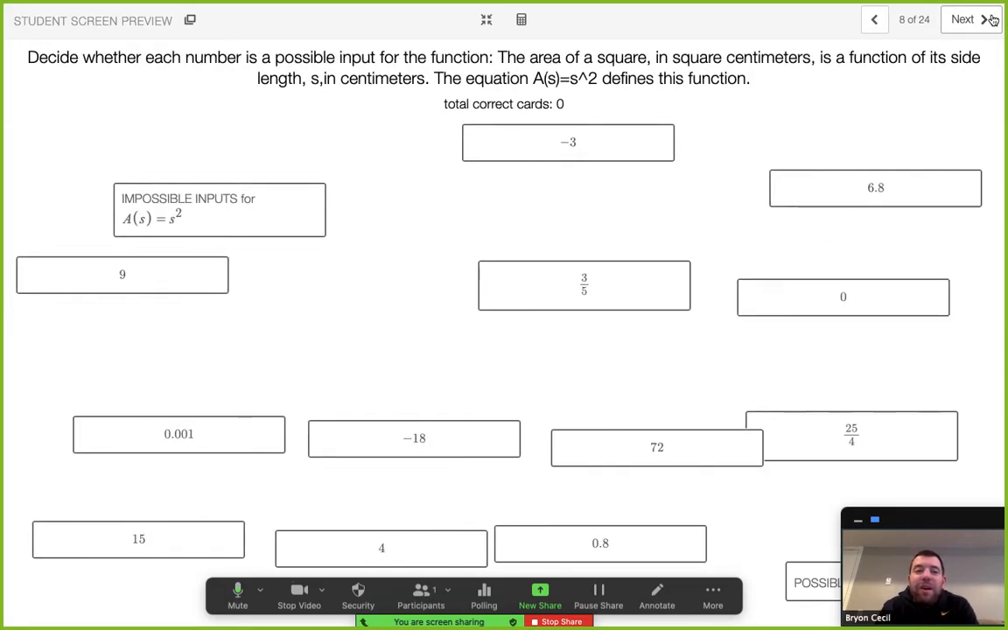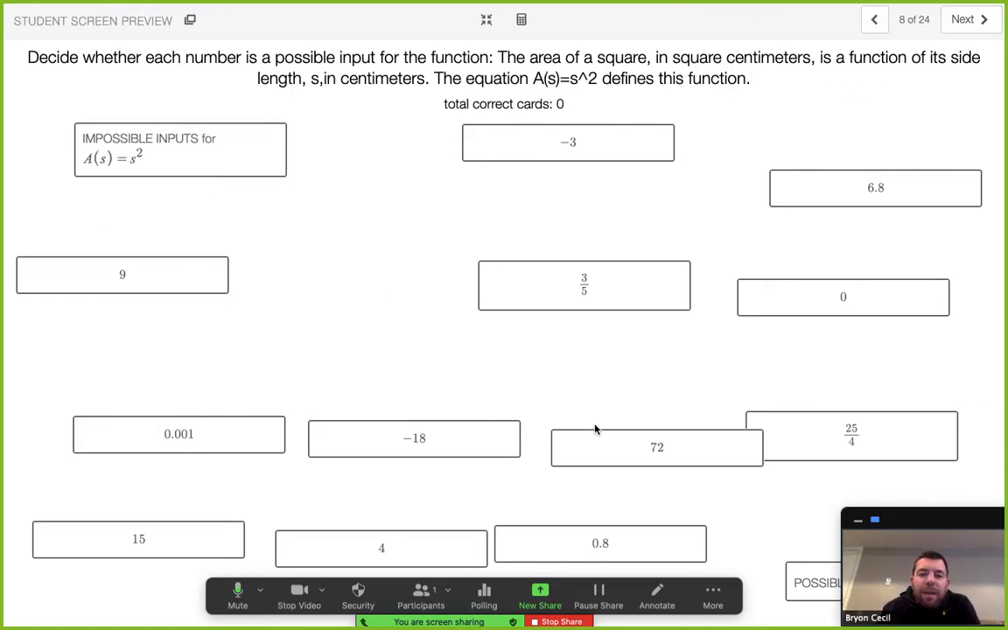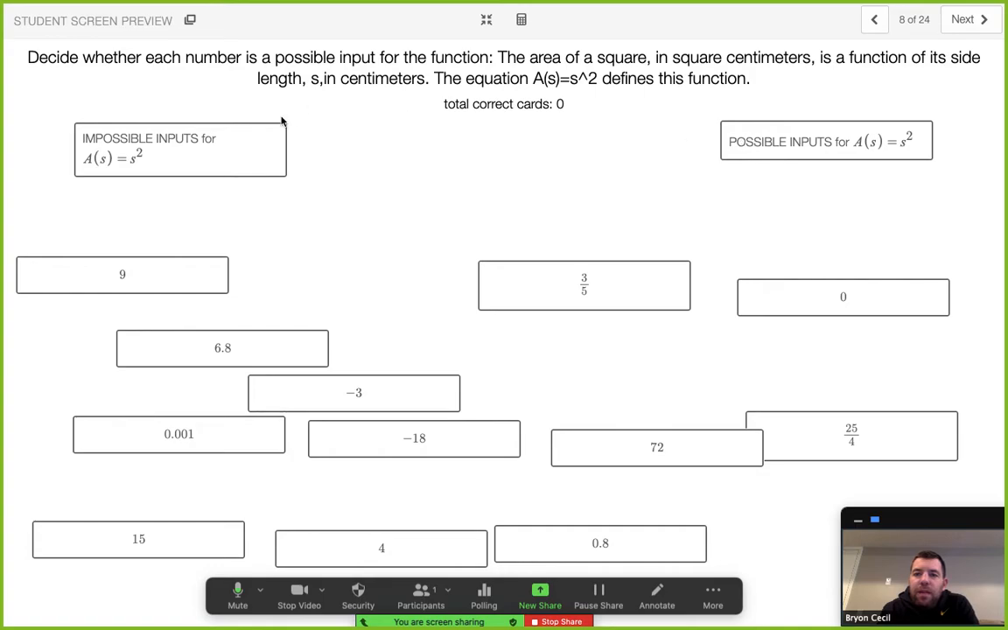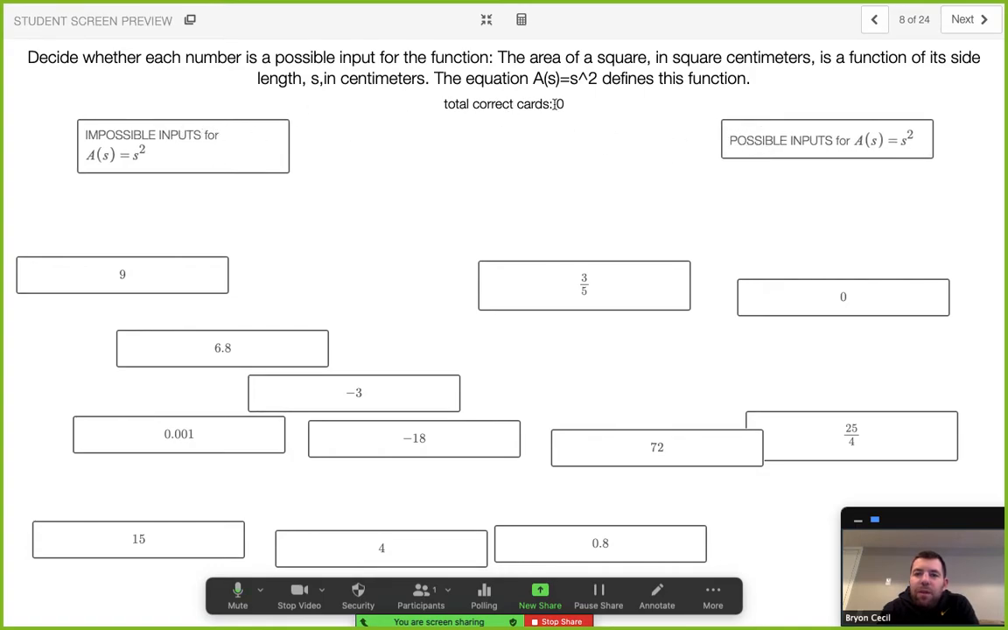Now, guys, here's where we're going to talk about possible inputs for the function. The area of a square in square centimeters is a function of its side length, s, in centimeters. Basically, we all know that. So the area is the output if we talk about the sides. I've got my impossible ones over here, and I've got my possible ones.